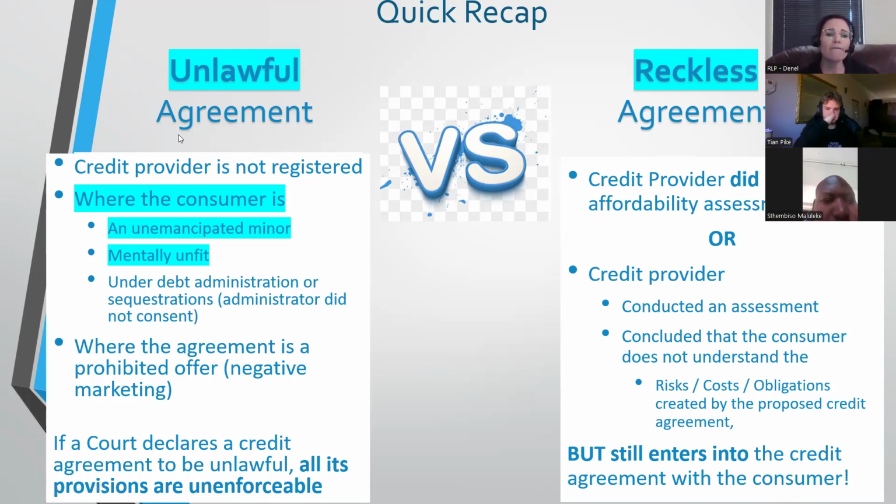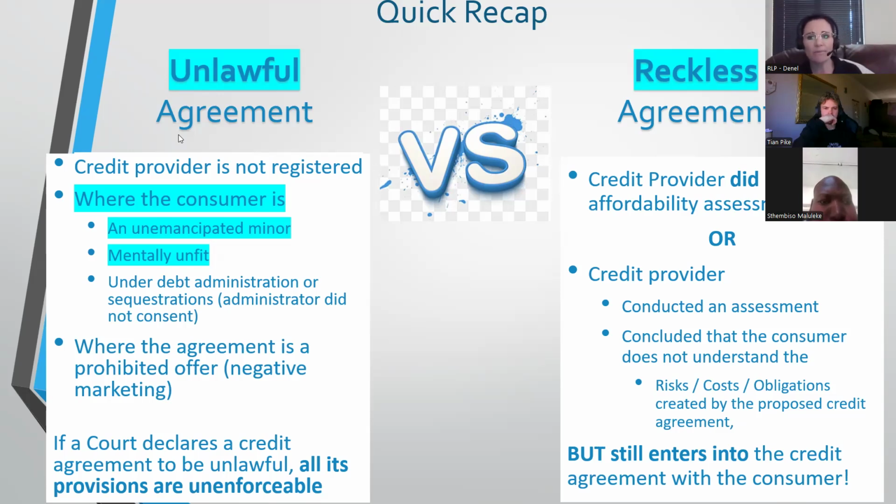Or lastly, if the agreement is a prohibited offer, referring to negative option marketing. And that's where Tian said that that's if you assume a client wants something just because they did not explicitly tell you that they do not want it. So in all these scenarios, if the court declares a credit agreement to be unlawful, all of the provisions for that agreement will be unenforceable.